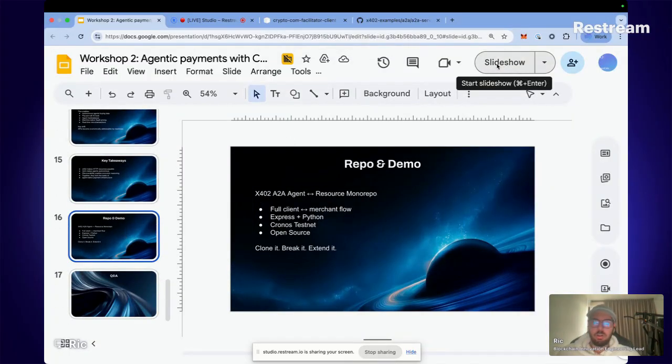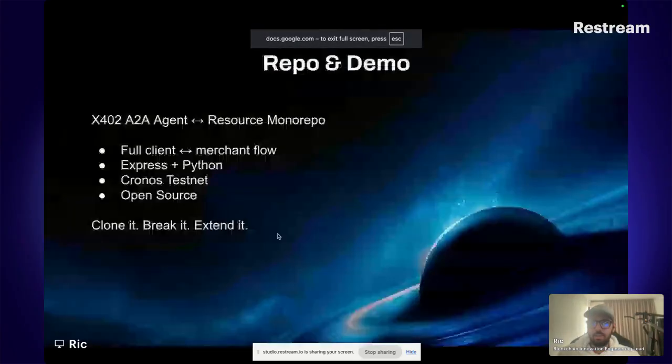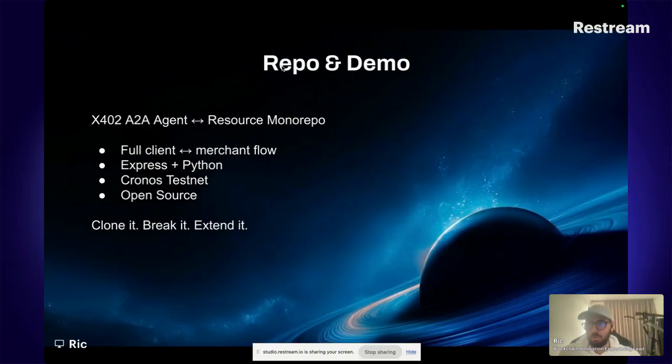Yeah, before going to Q&A, I want to quickly show you the repo and also the demo, and also some of the code examples so that you know how to get started, how to navigate this example. So again, you will get the full client-merchant flow. We use Express and Python, Cronos testnet. It's open source. You can clone it, break it, extend it, and play around with it. And hopefully it's going to be helpful for whatever use case and project that you're building.